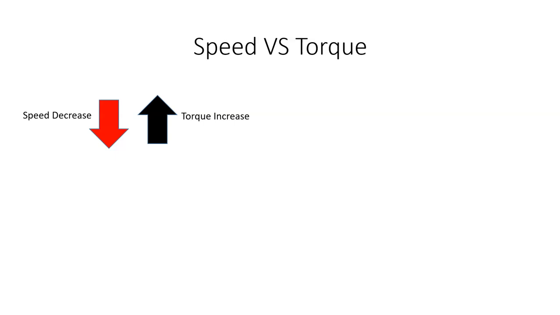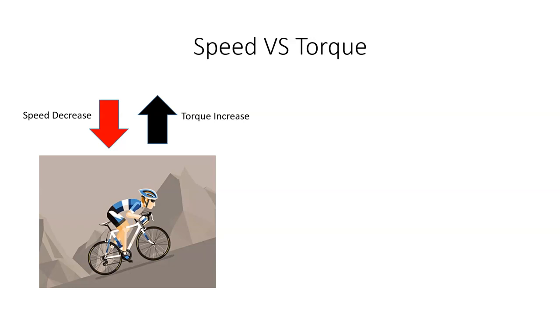Now, when would you actually use that? Why would you want your speed, your output, to decrease to get that extra torque? Well, this is one good example: trying to go uphill. This is showing a person doing it, but this could also be a car, an internal combustion engine, or an electric car going uphill.